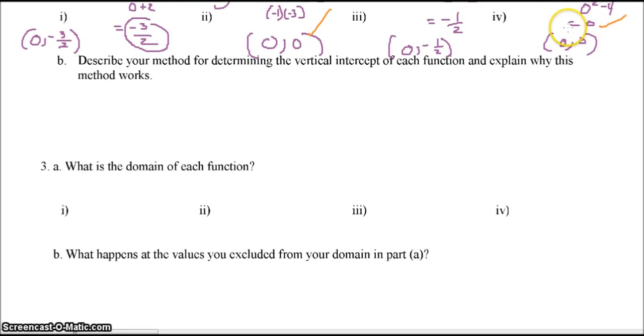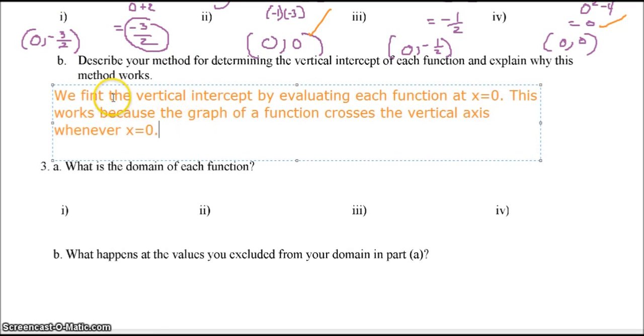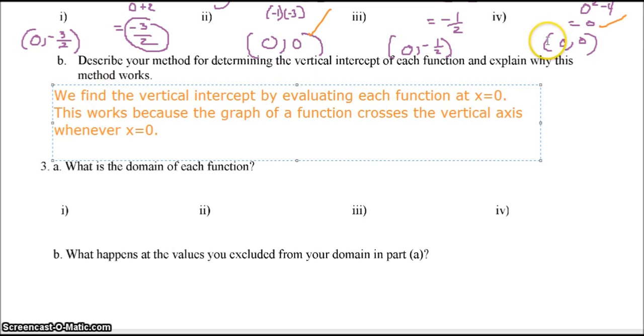Describe your method for determining the vertical intercept of each function and explain why this method works. So we find the vertical intercept by evaluating each function at x equals 0. And this works because the graph of a function crosses the vertical axis whenever x equals 0.